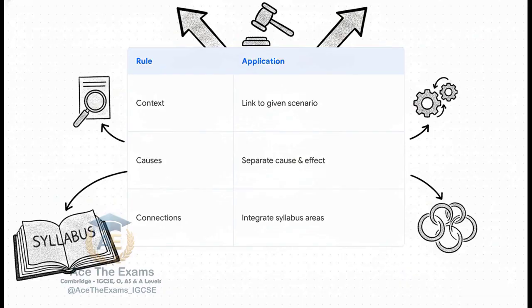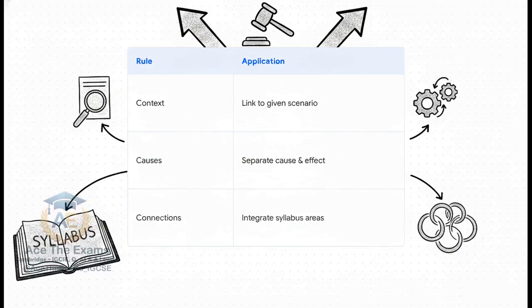Rule 1, context integration. You have got to link every single point back to the given scenario. Rule 2, which builds right on top of that, establish causal relationships. You must clearly separate your cause from your effect. And finally, Rule 3, cross-topic connections. Examiners will actively reward you when you integrate references to entirely different areas of the syllabus.